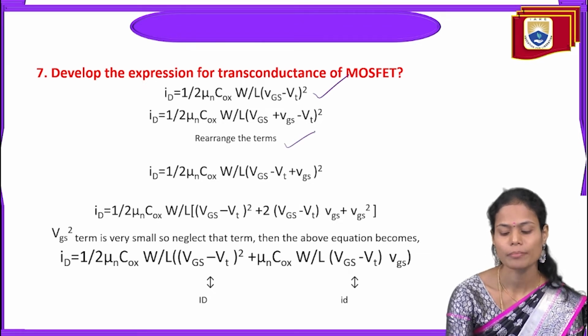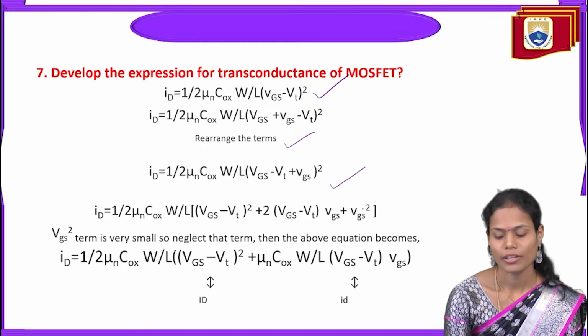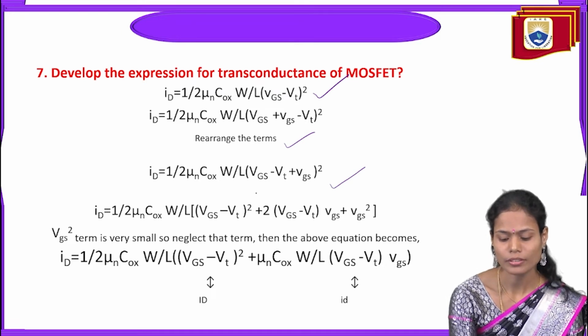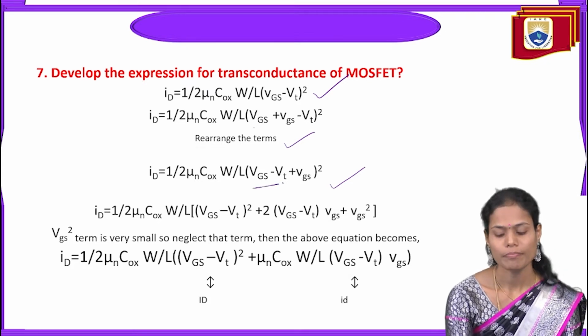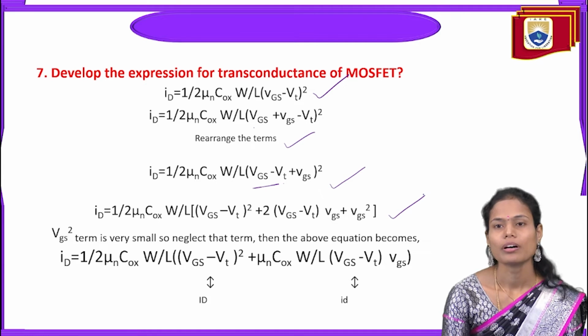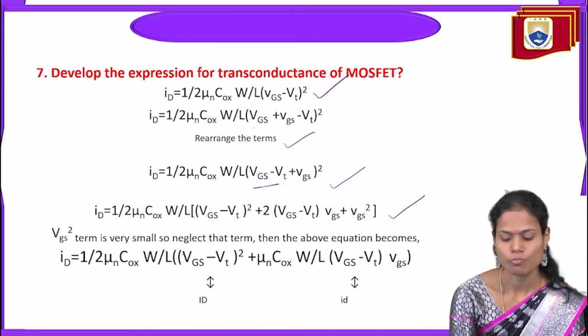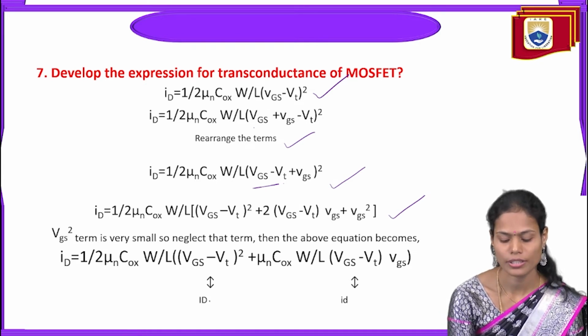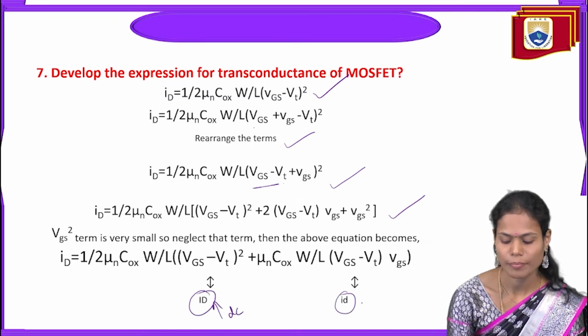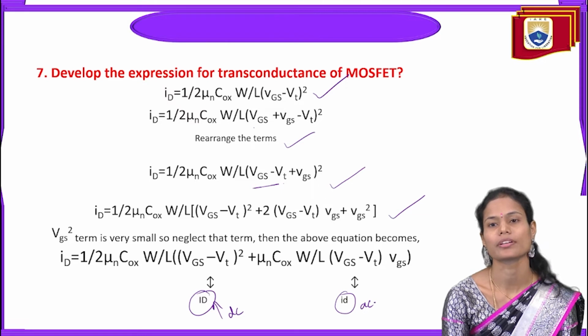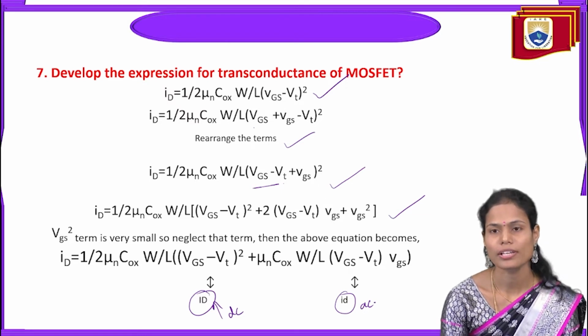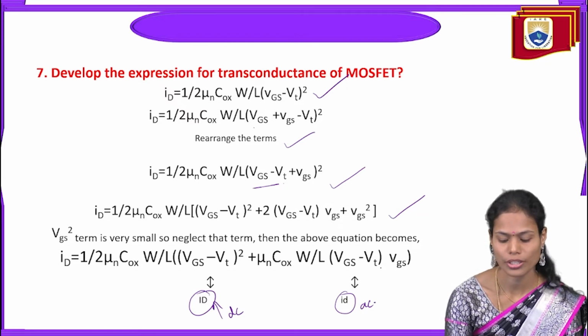We are rearranging that so that we are getting that. And after that, here the VGS voltage we are taking as VGS minus VT. So after neglecting the small quantities, we are getting the ID value. This is the DC current and this is the AC current here. So in order to find the transconductance value, we are going to take this AC value.